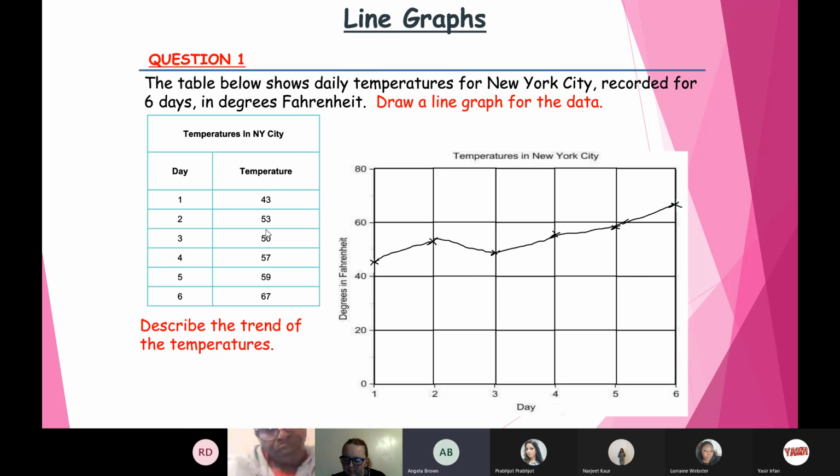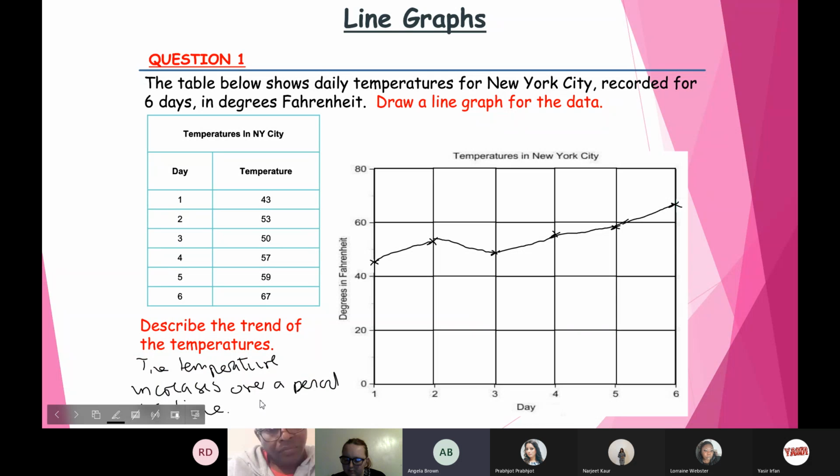And if we're talking about describing the trend of the temperature, it increases over a period of time.